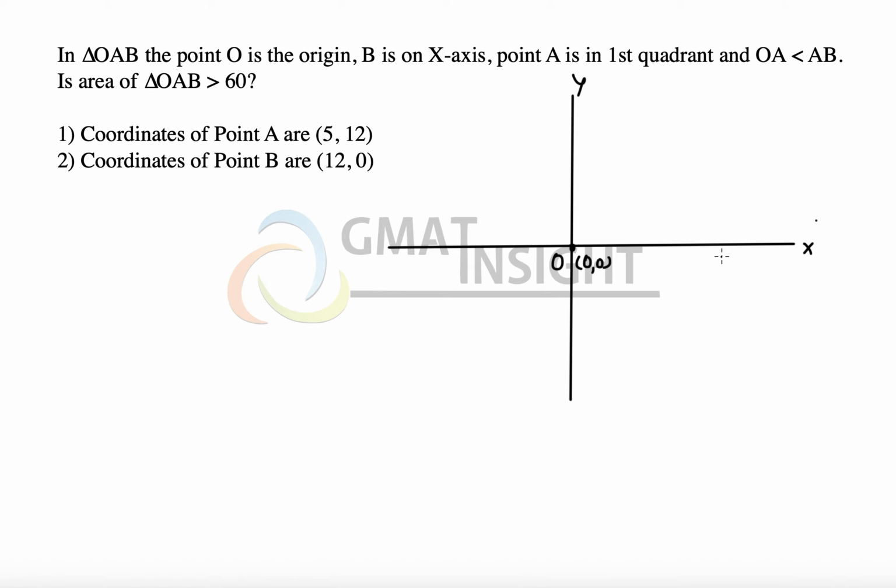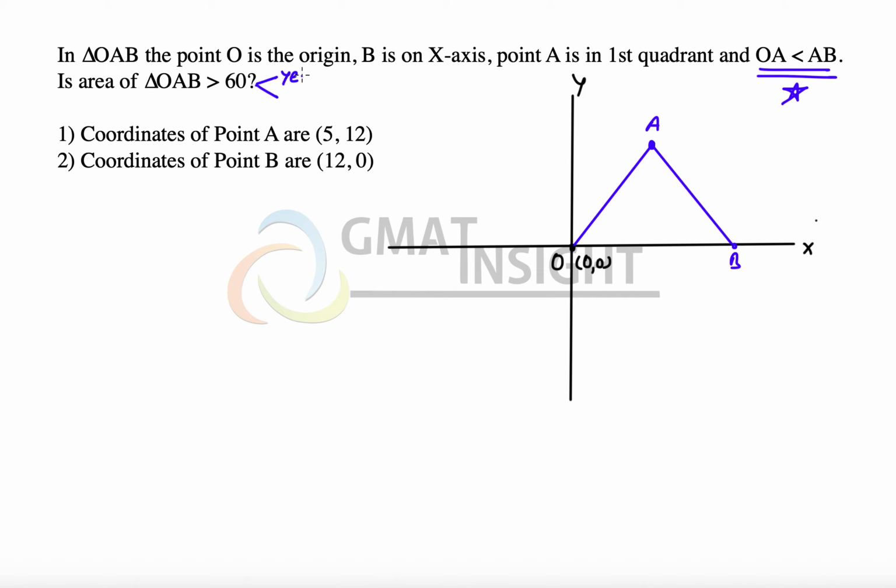O is the origin. B is on x-axis somewhere, and point A is in the first quadrant. So the triangle that is being spoken about in the question looks somewhat like this, in which we have the point A at this place, point B on x-axis, and OA is less than AB. It's really important to take note of such information because no information given in the question can be redundant. So here OA is less than AB, that's what we know. Is the area of the triangle greater than 60 degrees?